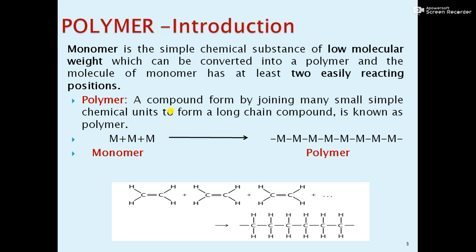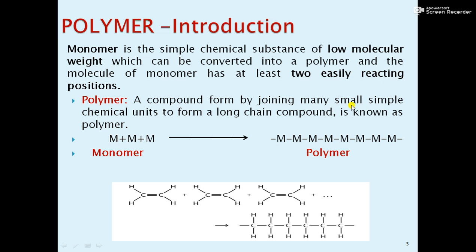So first, what is polymer? Before knowing the polymer, we should know the monomer. Monomer is the simple chemical substance of very low molecular weight which can be converted into polymer, and the molecule of monomer which has at least two easily reacting positions can work as a monomer to form the polymer. So this is a required condition for the formation of polymerization, that the monomer should have at least two easily reacting positions.